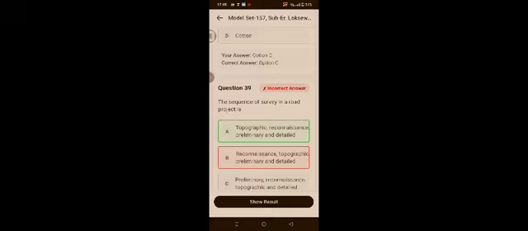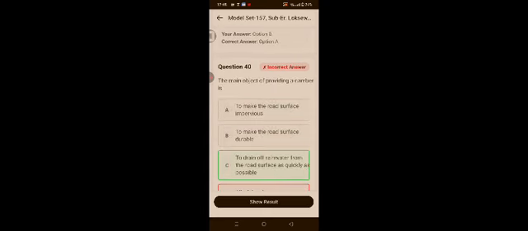The sequence of the survey in the road project is topographic, reconnaissance, preliminary and detail. First topographic, then reconnaissance, then preliminary and detail.